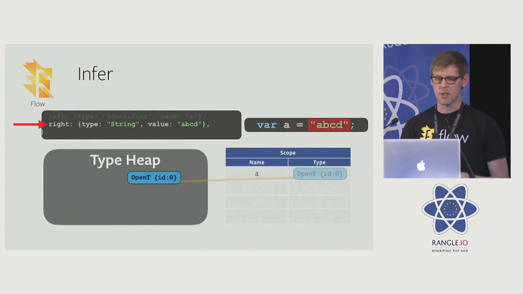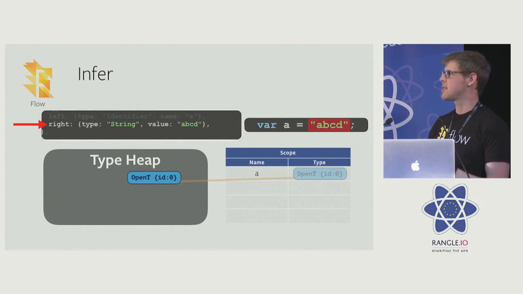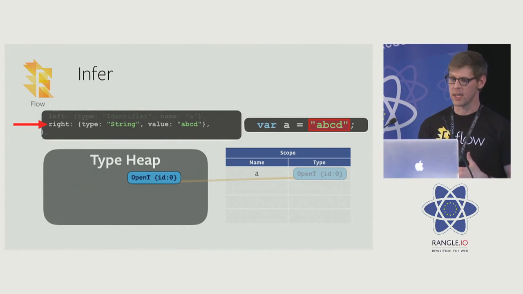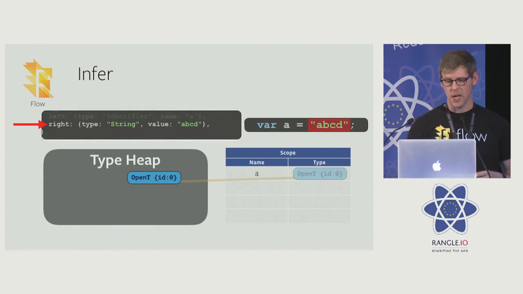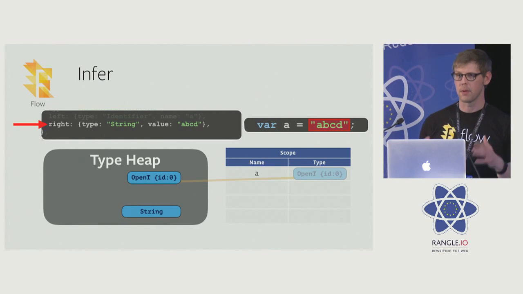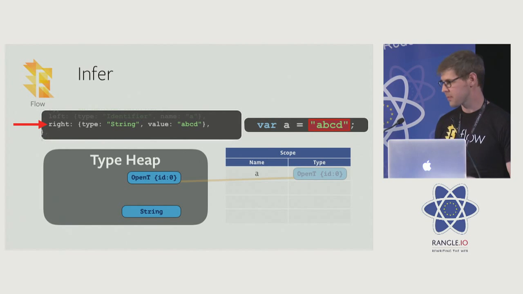Okay, so we move on to the right-hand side of the variable declaration now. Here we have a string. And our AST says that we have a string whose value is ABCD. Now, this string doesn't do anything to the scope, so we don't need to change the scope table. But we do need to create a type, another little structure over in our type heap. And this is a string type.